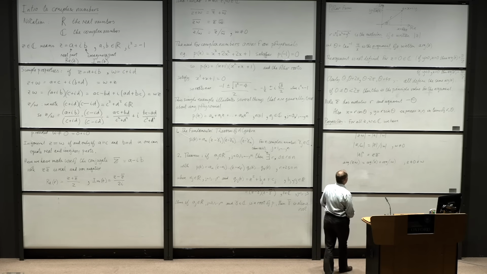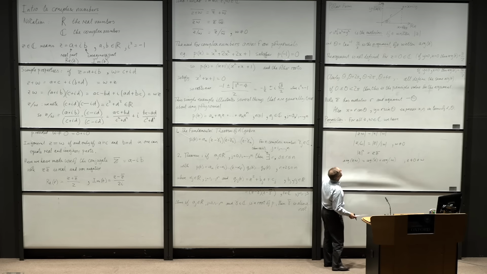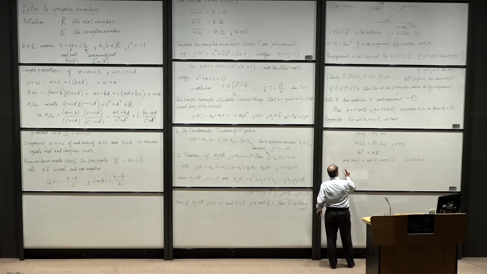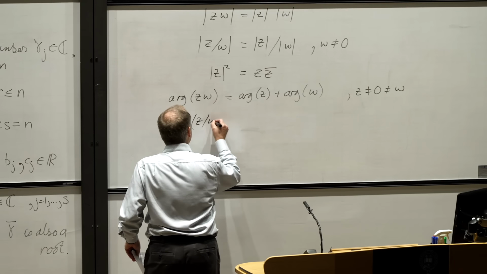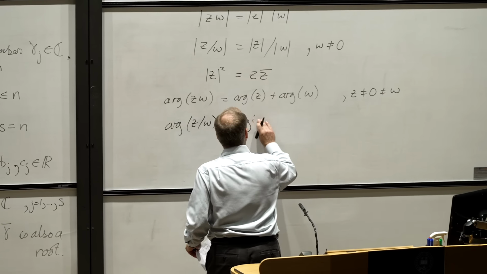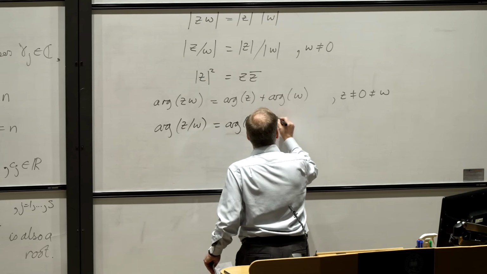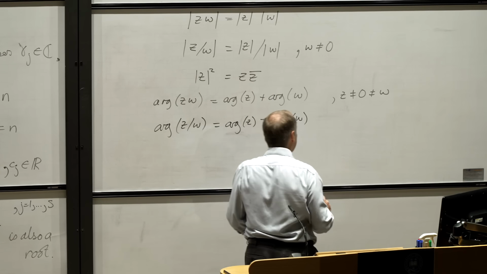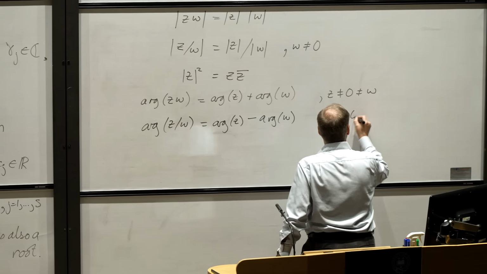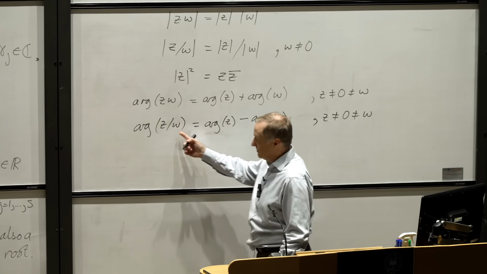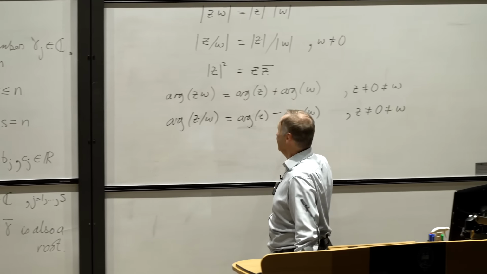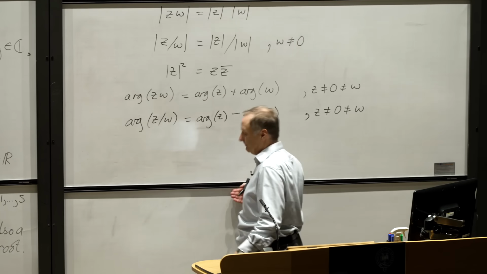Thank you. All right. So the argument of zw is the argument of z plus the argument of w, and the argument of z over w is equal to the argument of z minus the argument of w, okay? And again, I need both z and w to be non-zero, not just because I can't divide by a zero number, but because the arguments are not defined. These two numbers are not defined if either of them is zero.